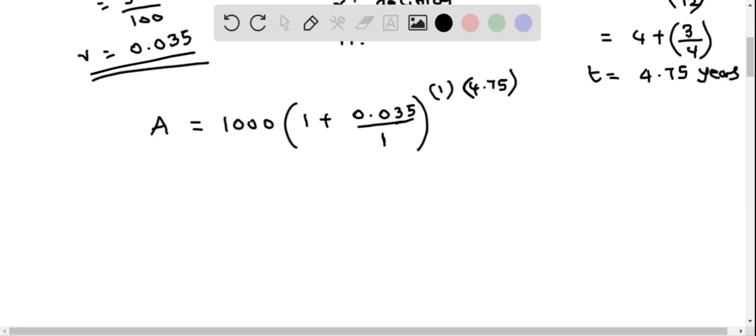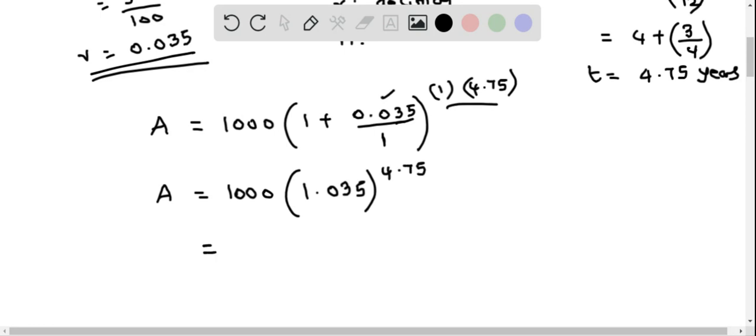Let's simplify this so that we can determine A. And so A equals 1,000 times this one is basically 0.035. We add 1 to it, so it will be 1.035, and then raised to the power of 1 times 4.75, which is 4.75. So now we use the calculator to determine the numerical value of this expression. So first we plug this 1.035, raise it to the power of 4.75, and then multiply with 1,000.